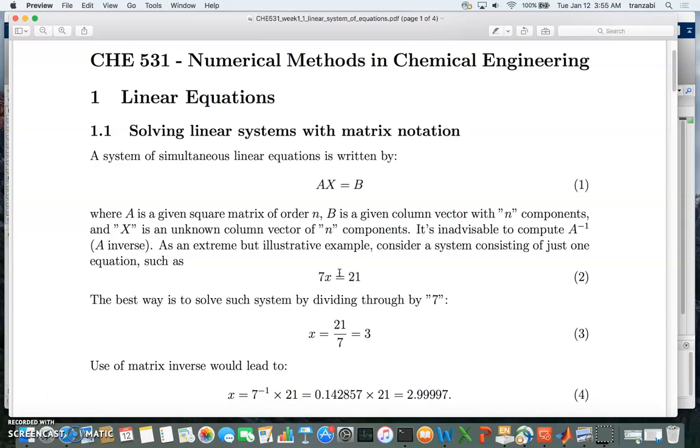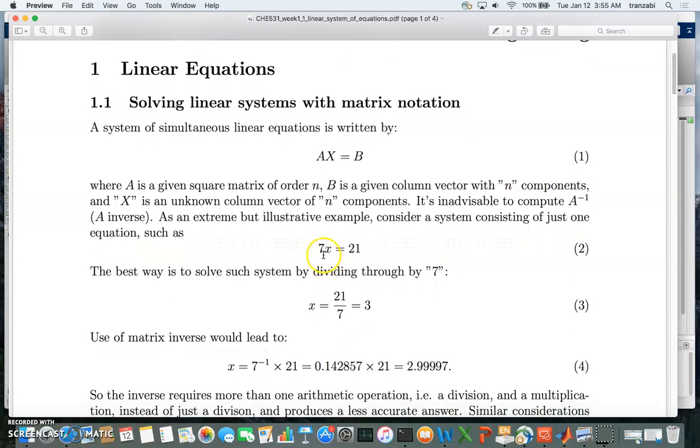Before actually getting to the details of how we can solve it in MATLAB, let's make the example even simpler. For instance, let's look at this equation, 7 times x equals 21. To solve this, an easy approach is to divide both sides by 7, and you get x equals 21 over 7, which is 3. Fine, so this is the first approach.